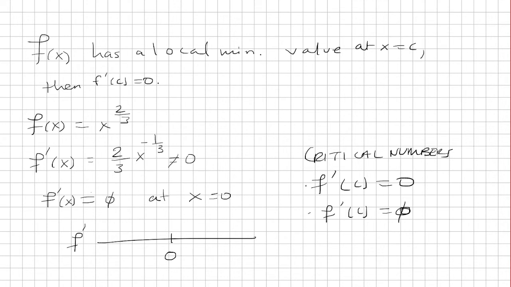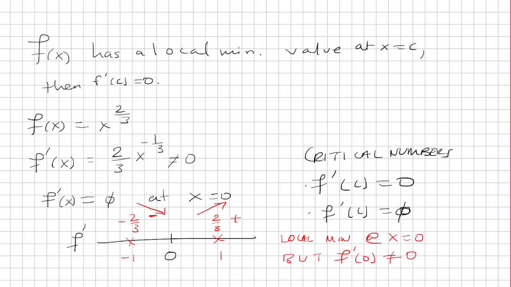If we plug in a point to the left of 0, let's say negative 1, into the derivative, this will be negative 2/3, which is negative. And if we plug in a number to the right of 0, let's say 1, that's going to be positive 2/3, so that's positive. The derivative is negative, which means f is decreasing and then increasing. So we have a local minimum at x equals 0, but f prime of 0 does not equal 0. So this statement right here is false.